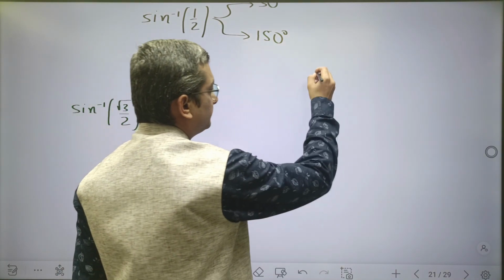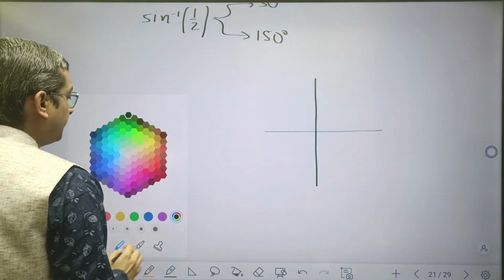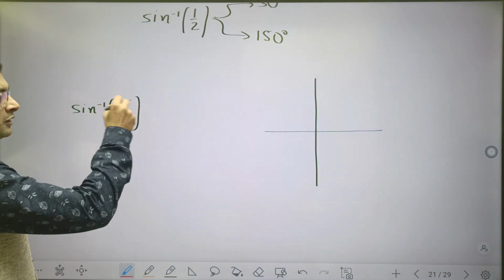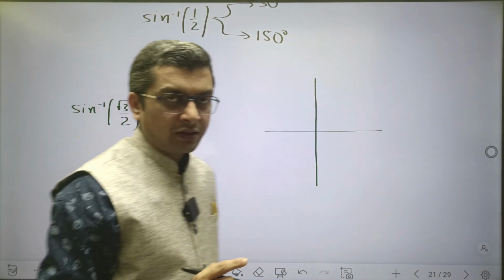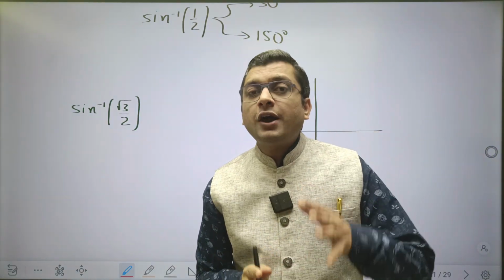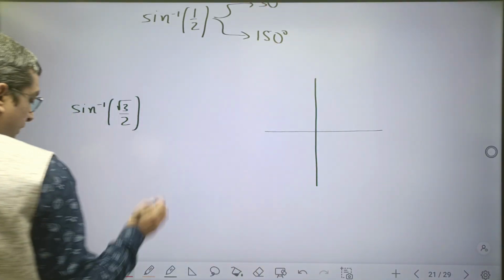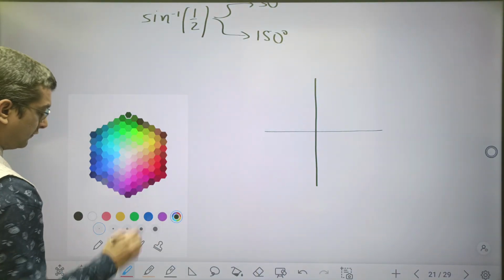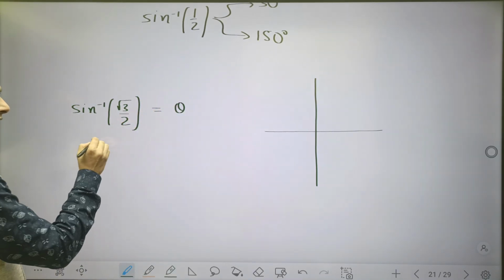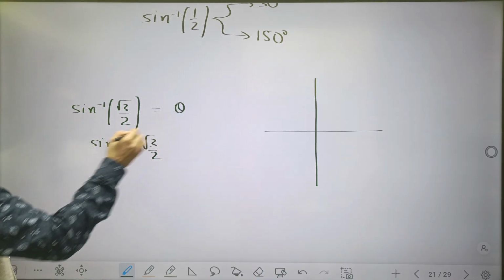So observe step number 1. And what is step number 1, dear students? Observe this value. Root 3 by 2 is positive. And in which quadrants is the value of sine positive? Observe carefully: if I write sine inverse root 3 by 2, the angle can be written as sine theta is equal to root 3 by 2. This is the meaning of this expression.